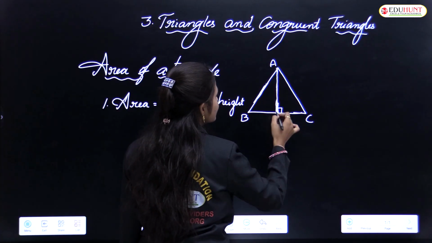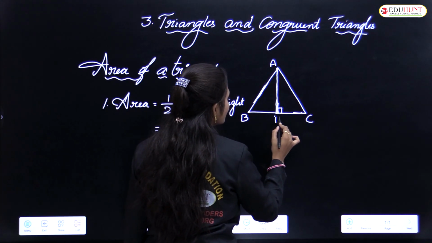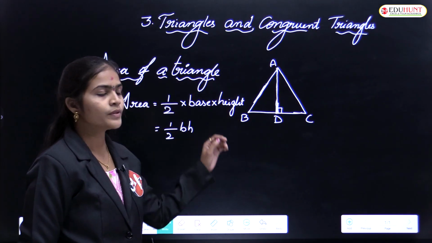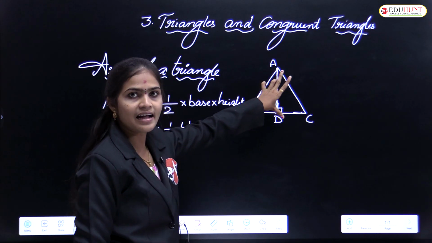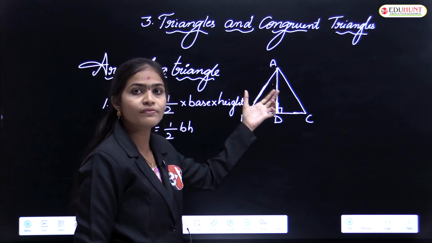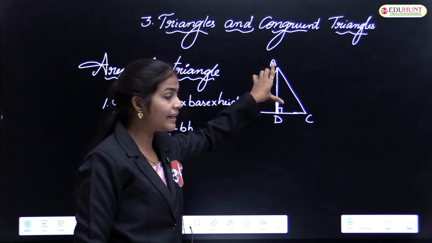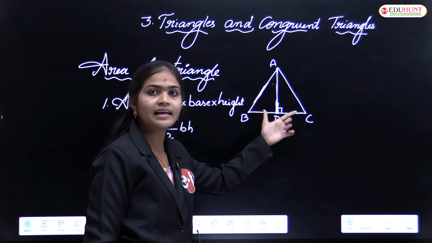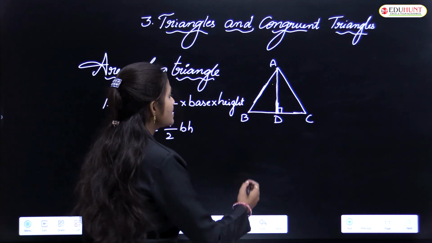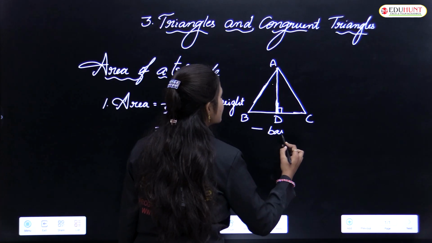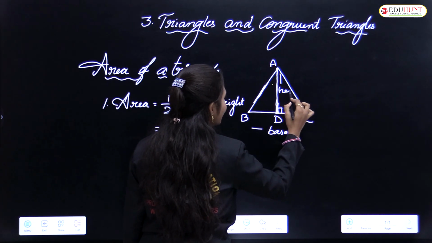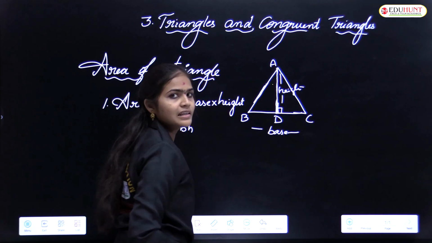So here this is a straight line and this is a height. So AD. Is it clear to you? So here AD is a height. AD lies on which side here? That is BC. So here we can consider that BC is a base and AD is the height. Is it clear to you?